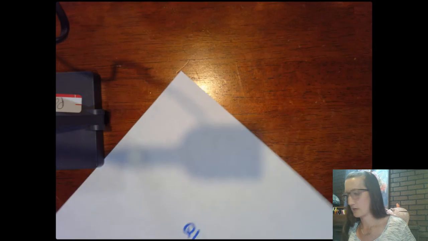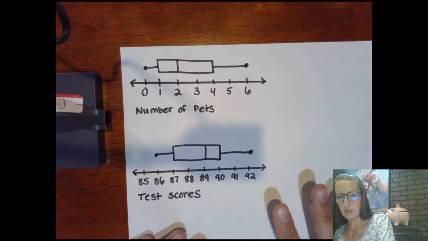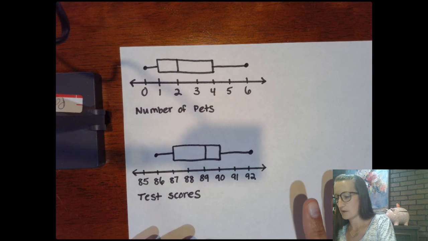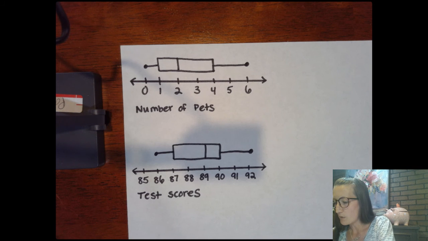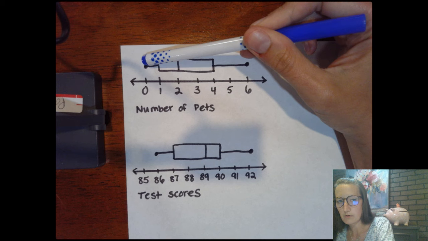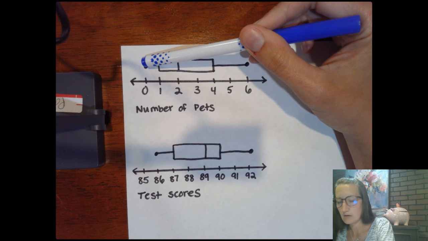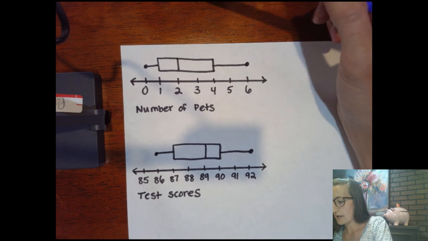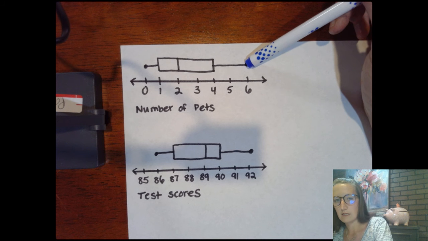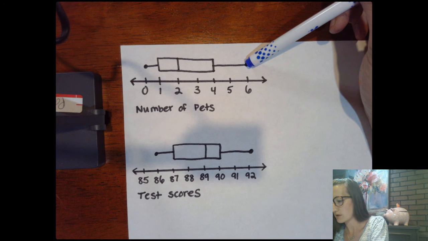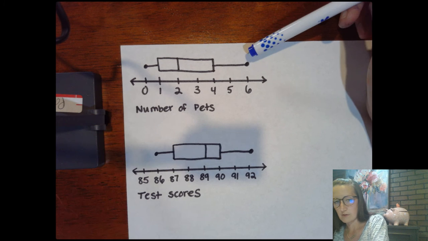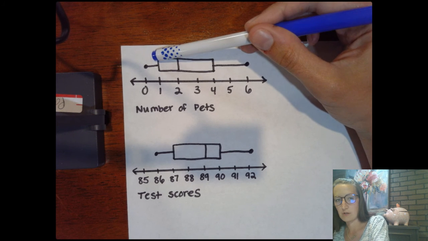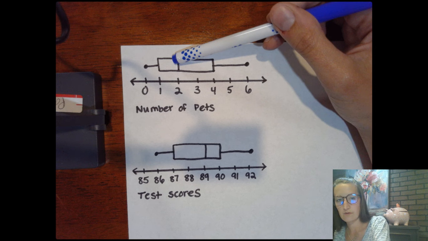So we're going to look at some examples here. Make sure our document camera is focused. Okay, in this top box and whisker plot, we can tell a couple different things just by looking at it. We can see that the least number of pets that anyone owns in the class is 0, and I just made these numbers up. The highest number of pets owned by someone in the class is 6. That would give us a range of 6. 6 minus 0 is 6. We can tell Q1 is 1, Q2 is 2. We love when that happens, and Q3 is 4.